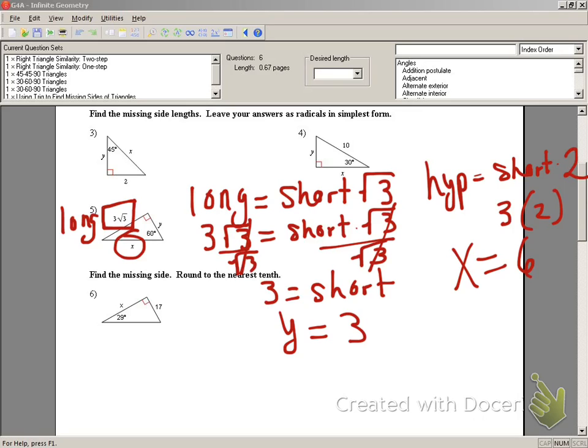And lastly, number 6. It says find the missing side, round your answer to the nearest tenth. We have a 29-degree angle. We don't have any shortcuts for 29 degrees. So in order to solve this one, we're going to have to use some type of trig function. We're given an angle here. This is the opposite, this is adjacent, and this is hypotenuse. So, since we're using trig, we're going to have to use SOHCAHTOA.